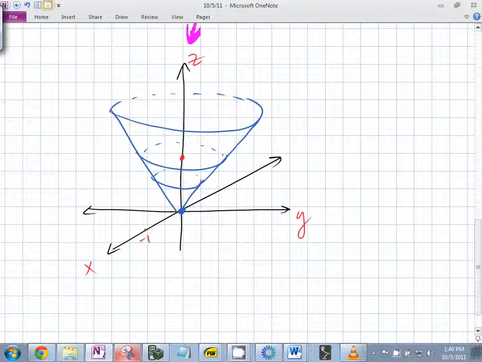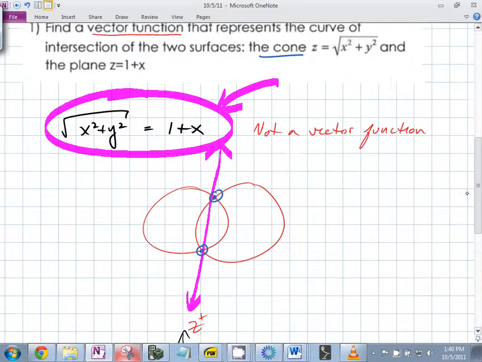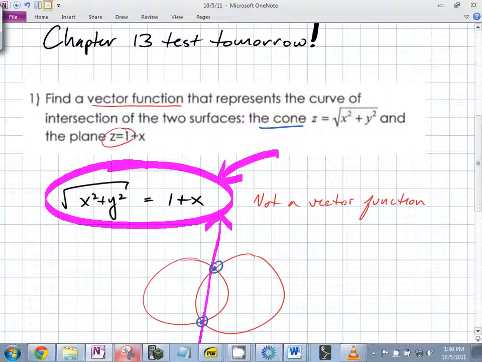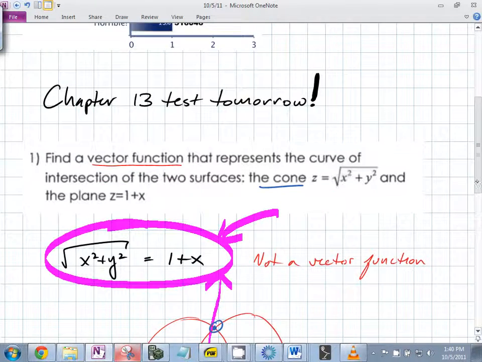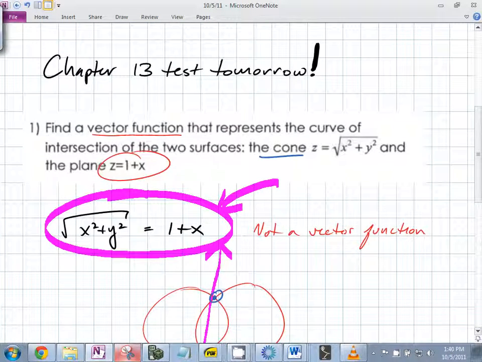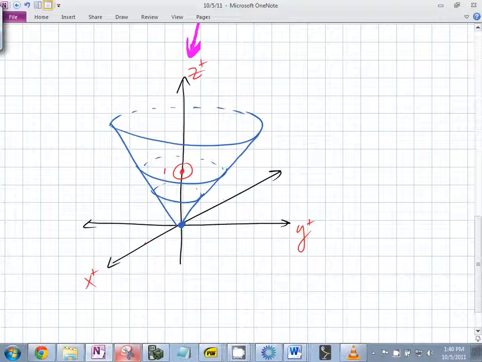You have to be really careful about this. This is the positive, this is the positive, and this is the positive. So when x and y are 0, what's z? 1. So that's why we have this point right there. What happens when z is 0? x is negative 1. So x is back here. This is the line of intersection on that plane.